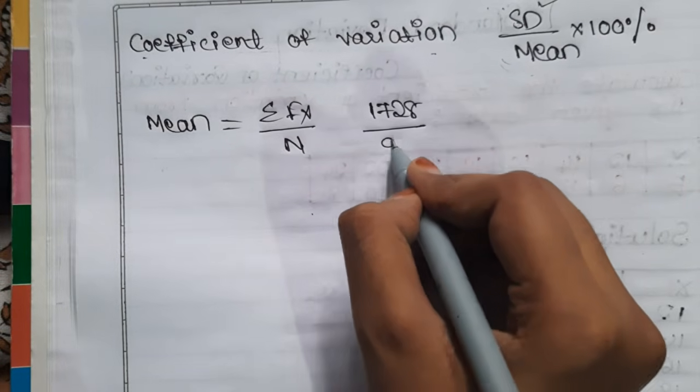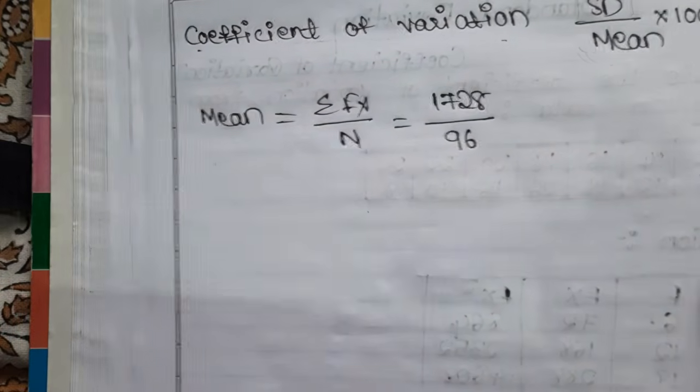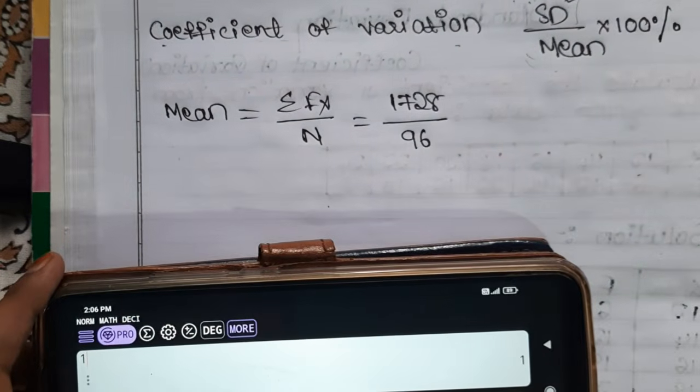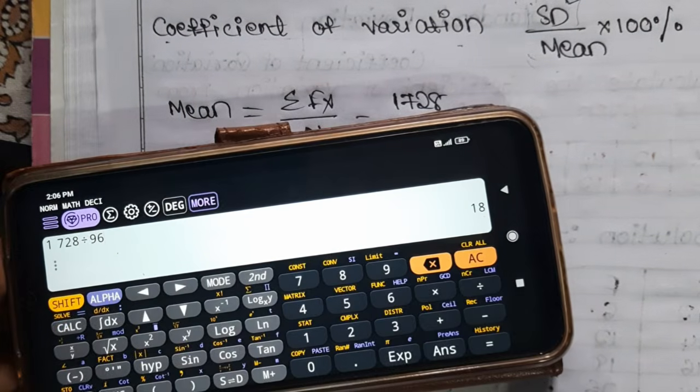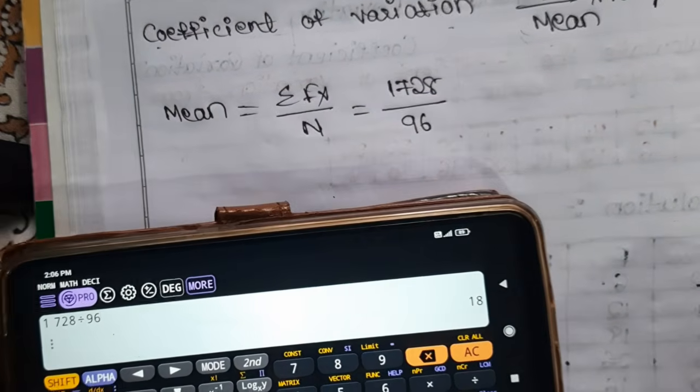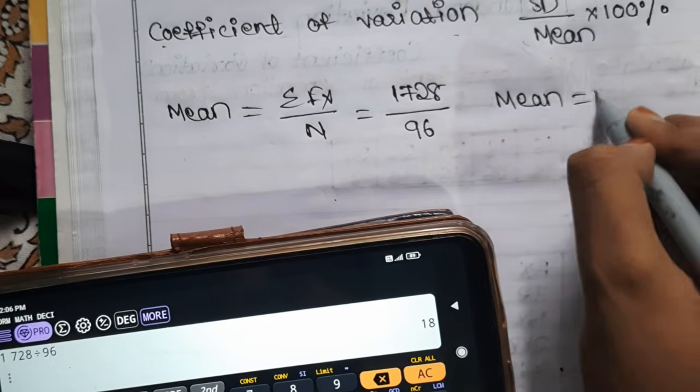1728 by 96. You do the calculation. How much are you getting? You tell me in the comment section. 1728 divided by 96. We got 18. So our mean here is 18.